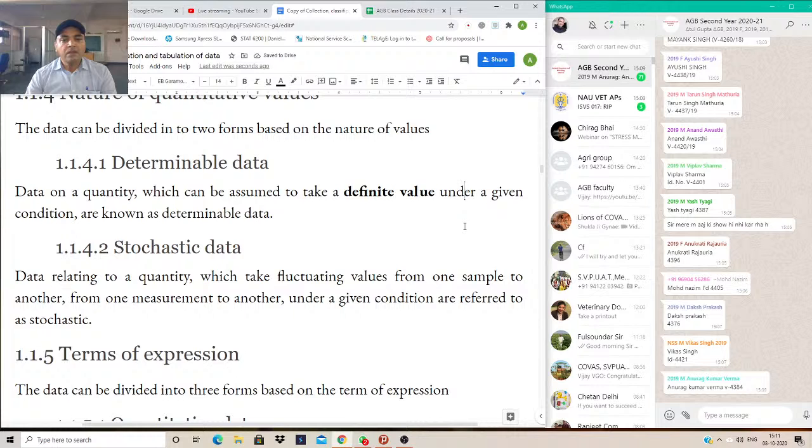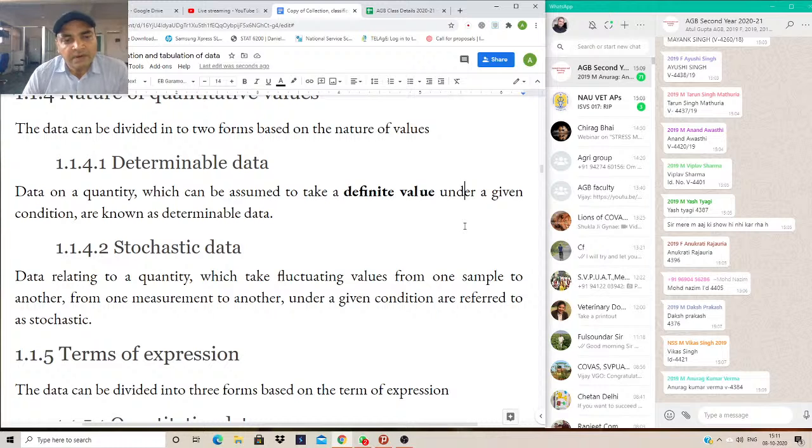Say for example, the number of teats in cattle takes a definite value. That is, there are four teats. So whenever you go for any cattle, although in some cattle, due to some genetic defect or other problems, there may be fewer teats, that is outlier data. So determinable data are those which can be determined easily, that this will take this particular definite value.